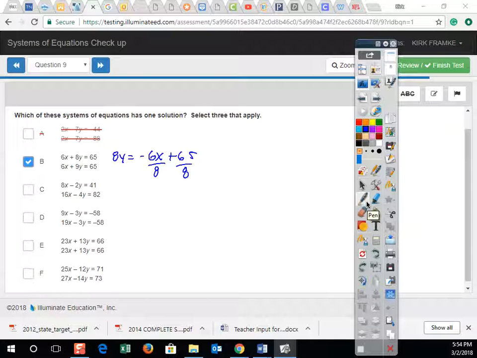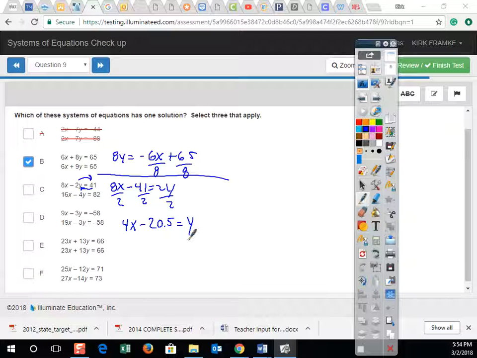All right, next problem. So I'm going to get the y by itself. So over here we have 8x minus 41 is equal to y. I just rotated those. I'm starting to use shortcuts because I'm tired. Divide by 2, divide by 2, divide by 2. So we get 4x minus 20.5 is equal to y.